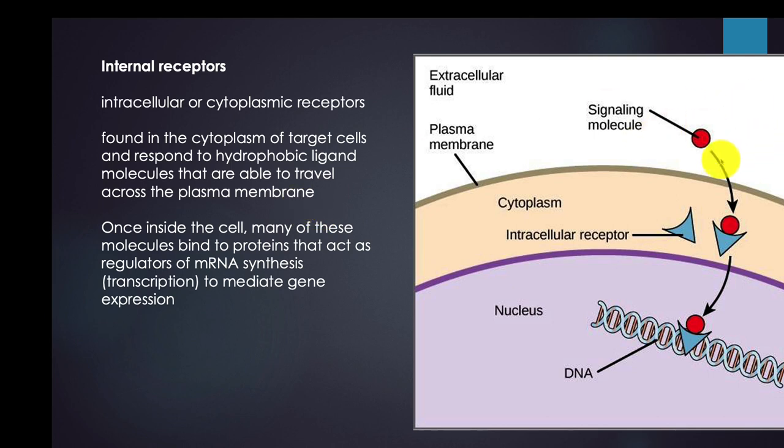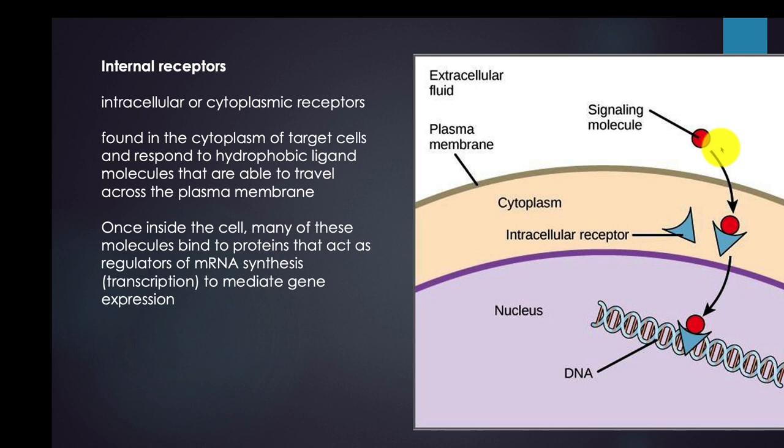Let's talk about this. These are also known as intracellular or cytosolic receptors. Here we have the plasma membrane, and here we have the cytoplasm. Here we have the signaling molecule, and notice that there's no receptor here. This ligand has the ability to move through the plasma membrane, and it will bind with an intracellular receptor. We can imagine that this might be utilized through something called endocytosis, or an endosome might bring it in.